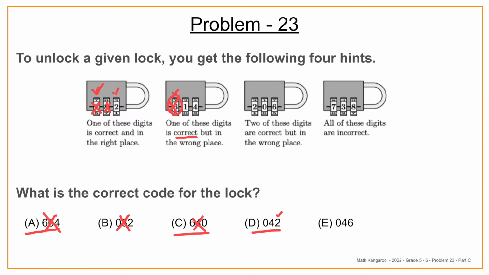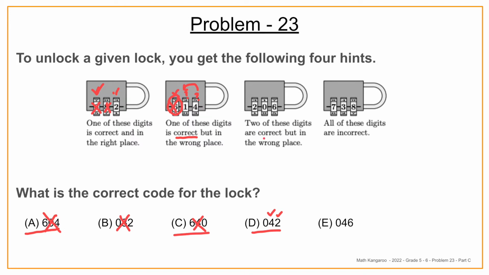So the clue 2 says, one of these digits is correct but in the wrong place. That means we have 1 or 4. That means one of the digits. If 4 is the correct digit, then it should be at this position. So that implies this. Now clue 3.